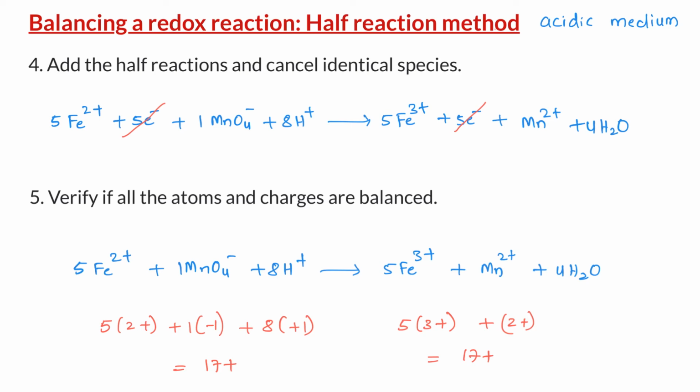So this is how we use a half reaction method to balance a redox reaction in acidic medium. Note that the reaction consumes 8 H+ ions that are available in the acidic solution. Now, what if the reaction were to take place in a basic medium? A basic solution does not have excess H+ ions floating around in the solution. Instead, it has OH- ions.